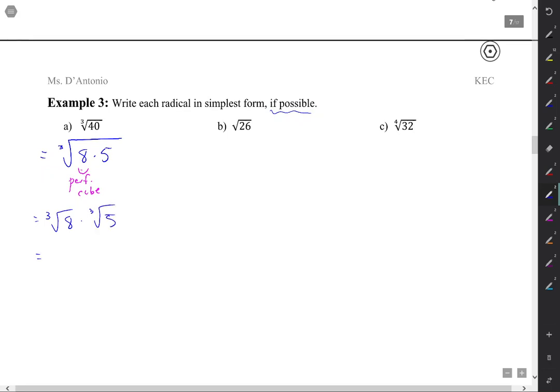And I know the third root of 8 is equal to 2, but I don't know the third root of 5 without a calculator, so we're just going to keep writing that there. And that's as far as we can go with this one, so here's that answer as a mixed radical.